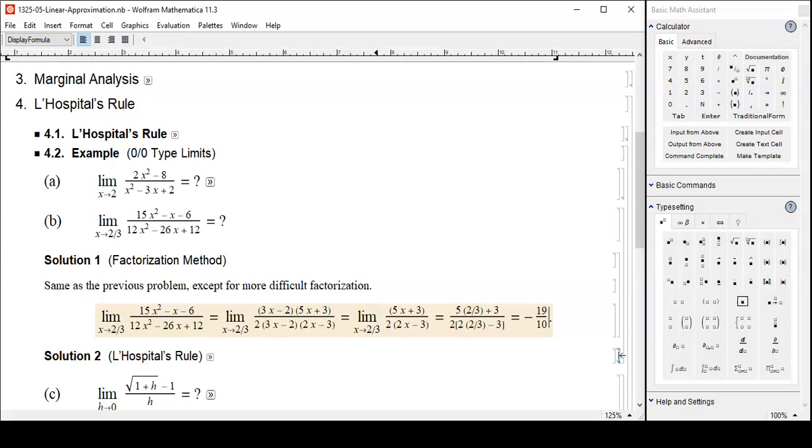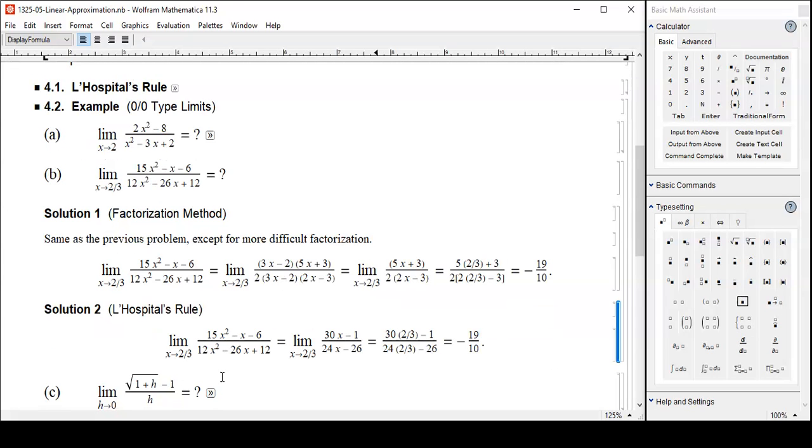Now let's go ahead with L'Hopital's rule. Take the derivative of the numerator. We have 30x minus 1. How about the denominator? We get 24x minus 26. Those are both easy computations. And then plug in the numbers and do your computation with the help of a calculator. Now, which is easier? This time, definitely L'Hopital's rule was easier, isn't it?